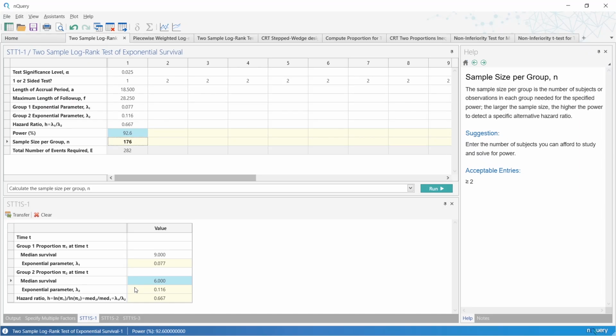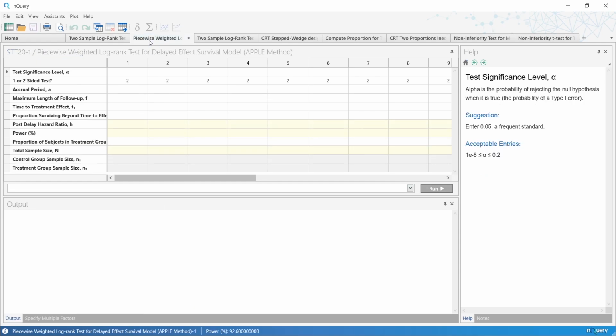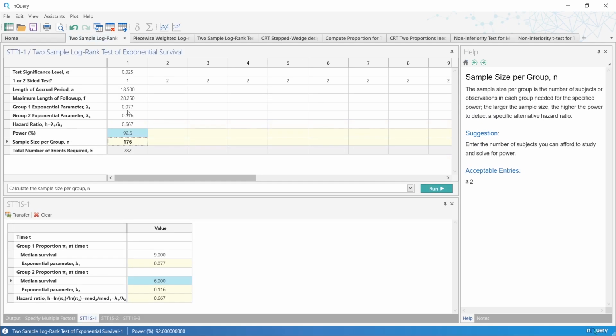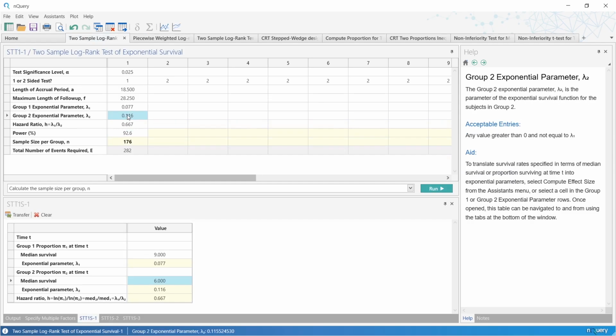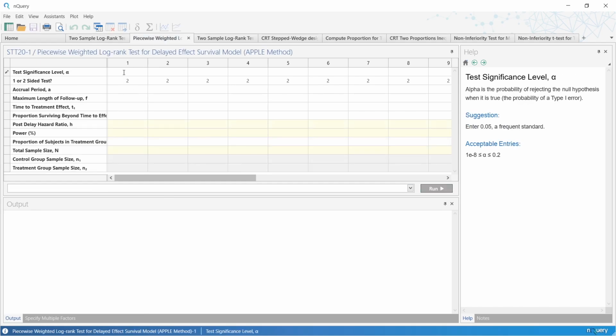Okay. So moving on, that's a fairly simple example. So now let's move on to the piecewise weighted log rank test. So as I said, the major thing to take away from this here is that now we're going to make an assumption that for the first 6 months, this difference did not exist. And in actuality, the exponential parameters were the same in both groups. Like it was equivalent to have a median survival of 6 months in each group, basically, for the first 6 months. But everything else will keep the same that's constant.